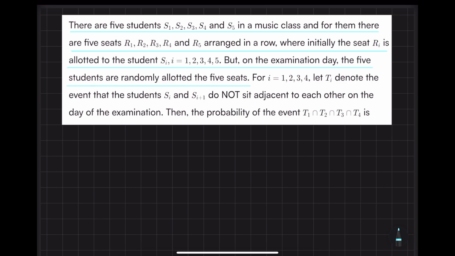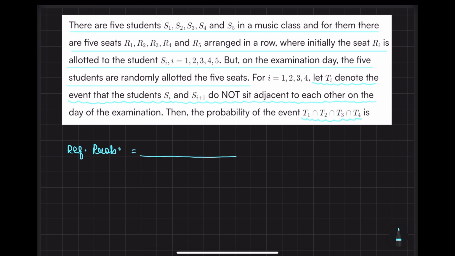Now let Ti denote the event that the students Si and Si+1 do not sit adjacent to each other. Then what does this mean? It means S1 is not going to sit with S2, S2 is not going to sit with S3, and S3 with S4, S4 with S5 on the day of examination. Then we have to find out the probability of this. Okay, now look at this. So according to me, the required probability would be, look here.